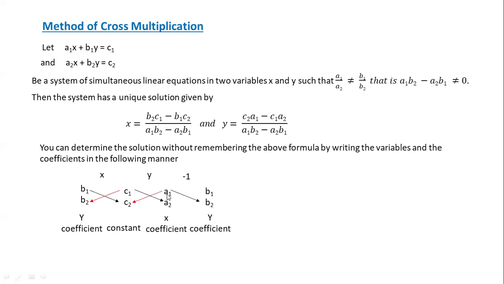First this. That is minus 1 upon this. Minus this. Okay, so it will become x upon b1 c2 minus c1 b2. See this. Y upon c1 a2 minus c2 a1 is equal to minus 1 upon a1 b2 minus a2 b1.